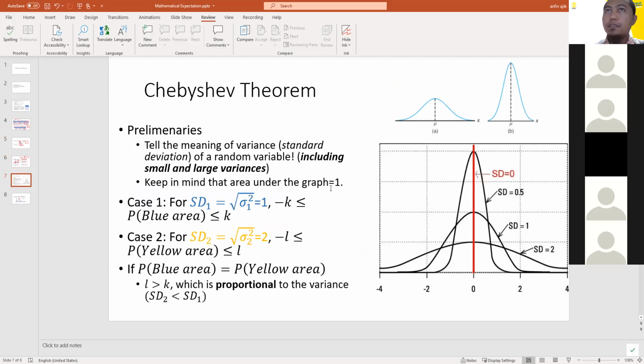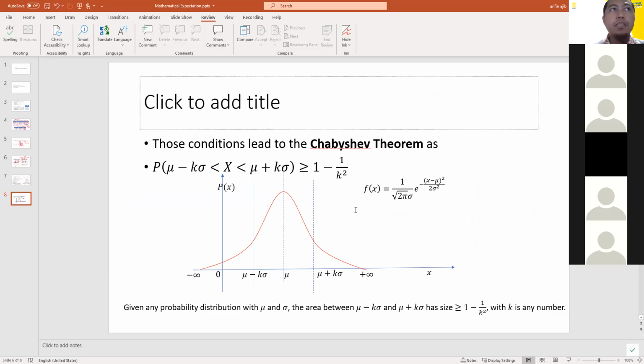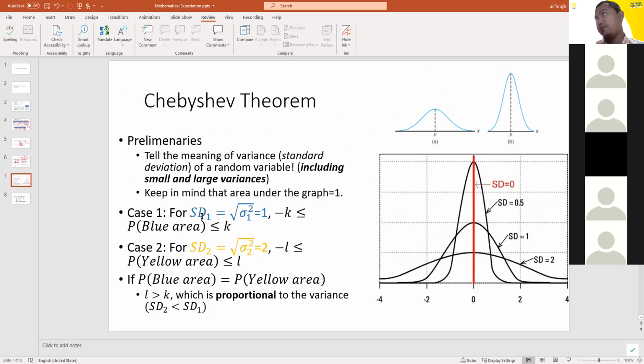The latest slides: we have the Chebyshev Theorem, and then also we have two slides more. Please, I need your attention, maybe 5 or 10 minutes. I will explain about the Chebyshev Theorem. Actually, Chebyshev is a Russian person who realized the behavior of probability distributions. It works for continuous and discrete cases.